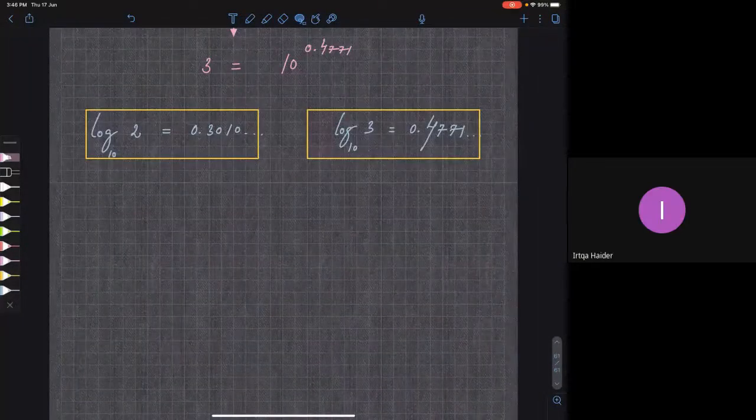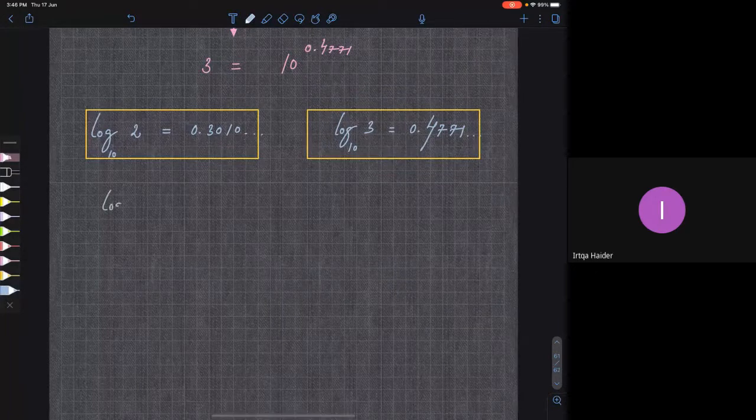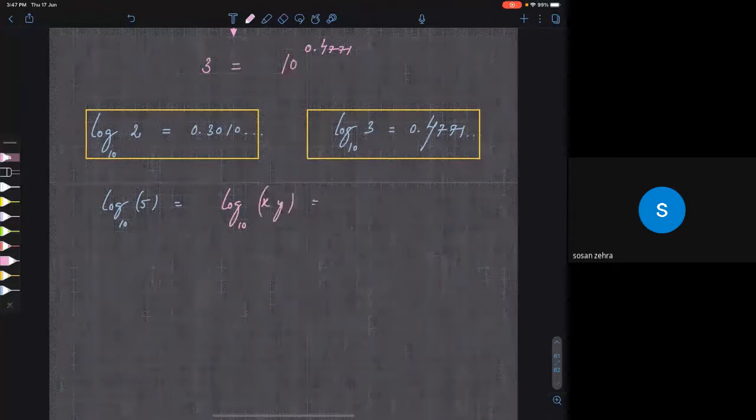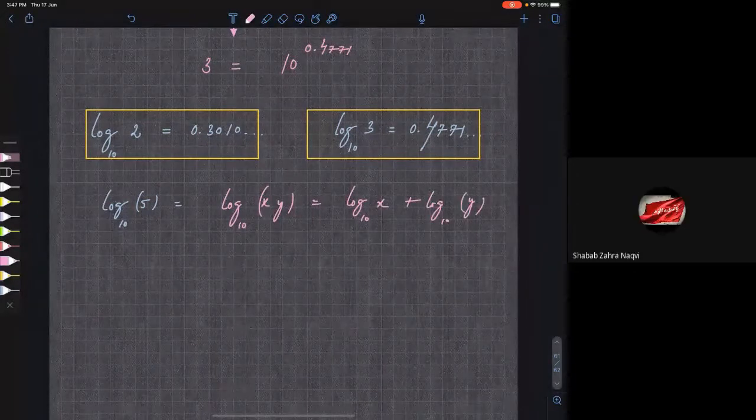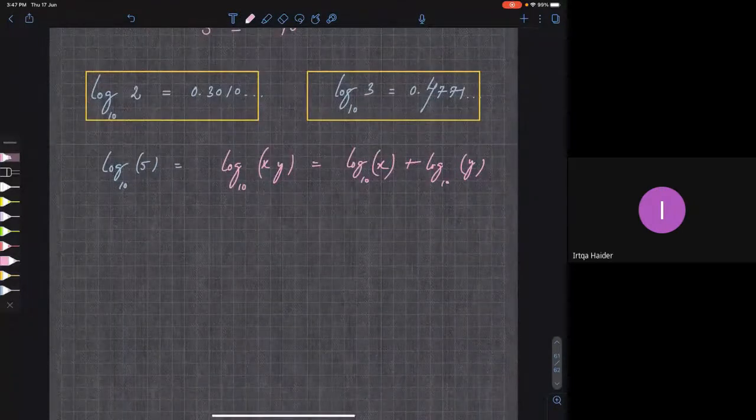Yes, sir. So, now I will ask you one more question. What is log 10 to the base 5 equal to? You don't know this value also, do you? You don't, right? But we can find the value of log 5 to the base 10 using the properties we know. What properties we know? We know that log of xy equals log x plus log y. Remember? So using this property, I'll find the value of log 5. How? Let me show you.